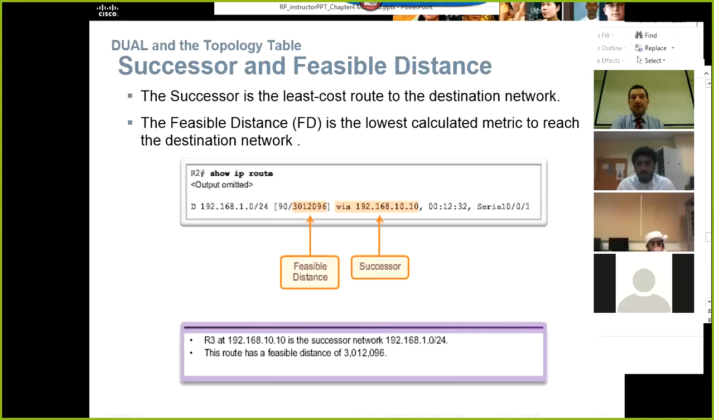So as you can see here, we have certain concepts that we need to understand. This metric that we see, which follows the admin distance, we call it the feasible distance. So another name for our metric is feasible distance. Via, whose IP address is this? This is my neighbor, my next hop. This is Muhammad. We call him the successor because he provides the best path to the destination. Okay, good.